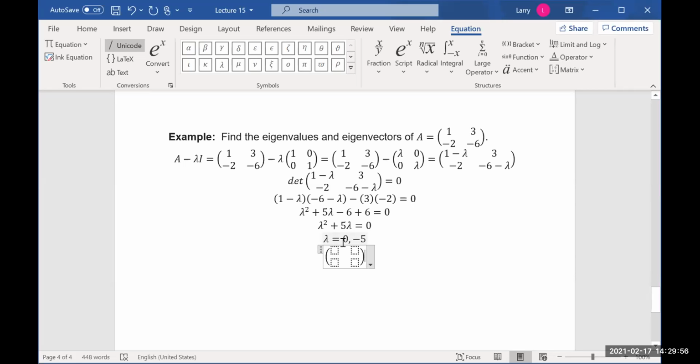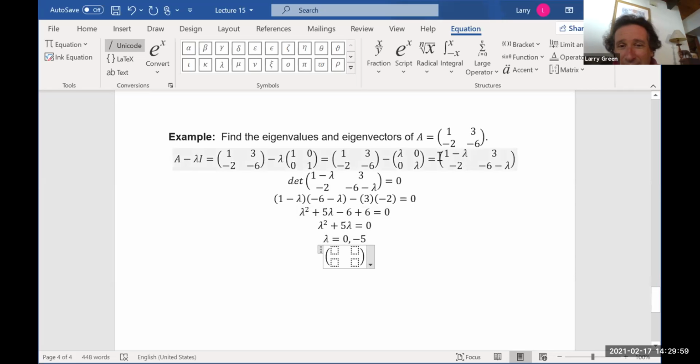We plug in. If we plug in lambda equals 0, we get a matrix. 1 minus 0 is 1, and then 3 is 3. Do you agree? And now I'm going to give you a trick. I don't want the matrix. I want the null space of the matrix. Is that clear? Because that was a theorem: the eigenvectors will be the null space of A minus lambda I.